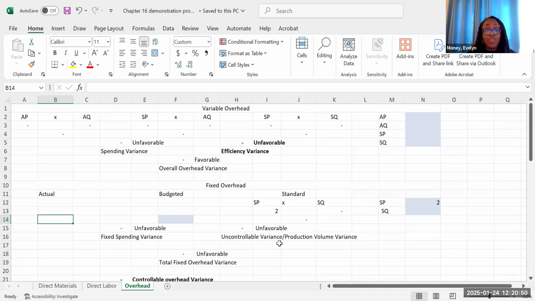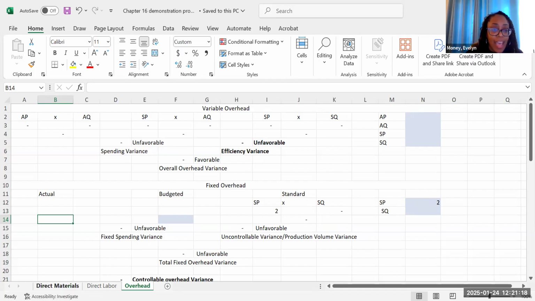So when it comes to figuring out, hey, why do we have these issues? We sort of ignore the uncontrollable variance because we can't control it. So that means when it comes to overhead, we'll end up adding together the two variable variances and the one spending variance for fixed overhead, and we combine those to get the controllable overhead variance.